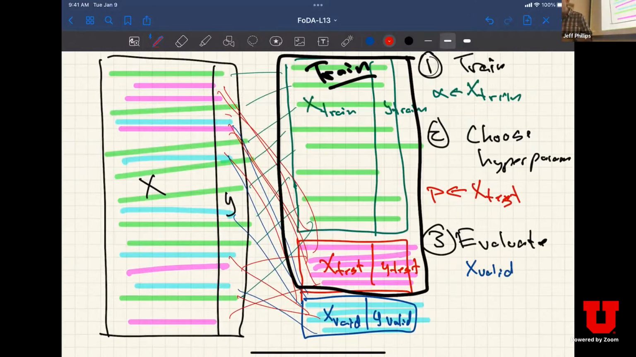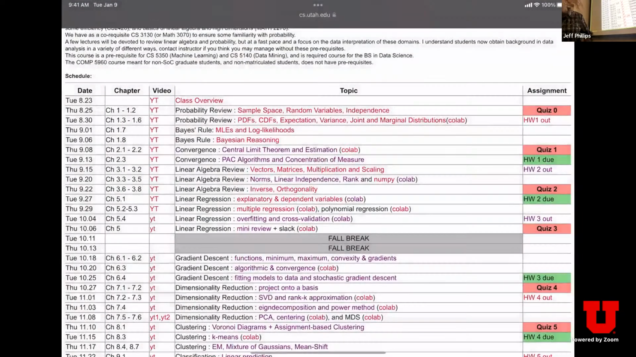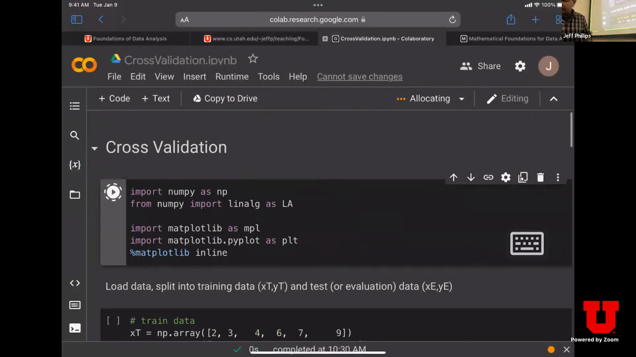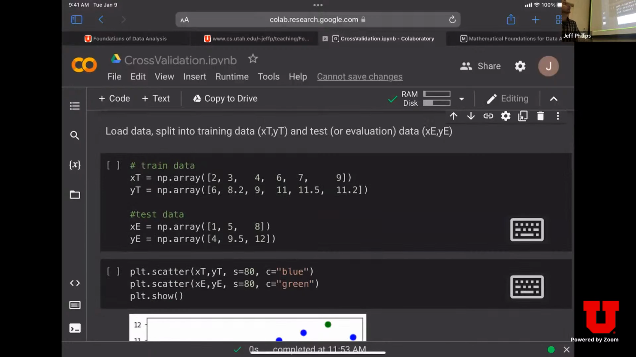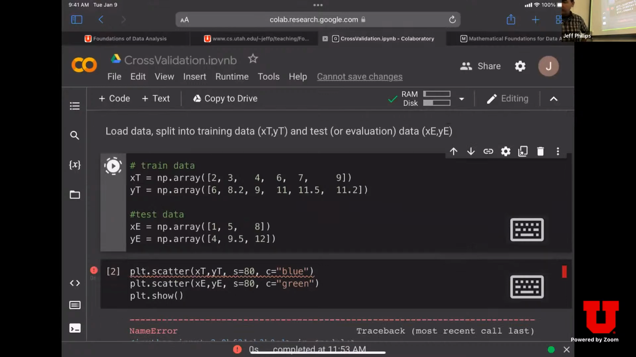Okay, let me go to this example here. Again, it's linked off the web page. Your homework will have to do something like this on a larger data set, but this will be a small one that will illustrate it well, hopefully. We're going to do some plots here. This is another data set I created, and I've already split it. The training data has 6 data points, and the testing data has 3 in this split.